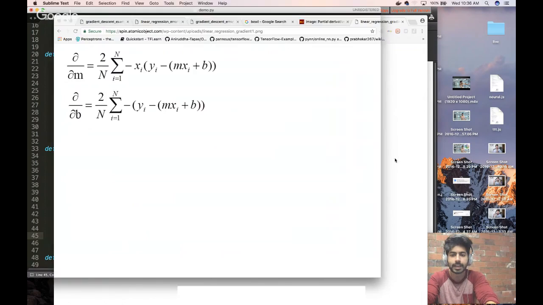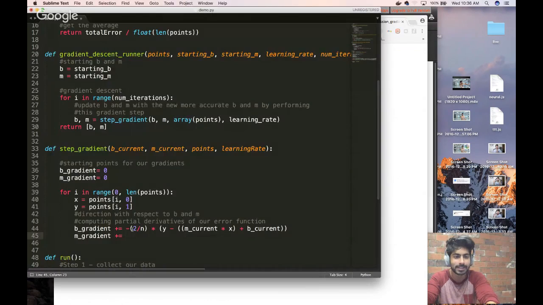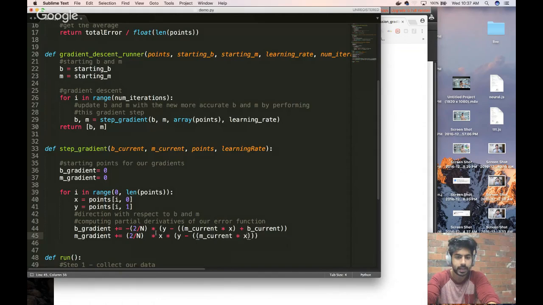Then we'll do the same thing. And what was the second equation? It looks pretty much the same, except the second one doesn't have this x. But it does have this 2 over n, and then it does have this x. It does have y minus m current times x plus b current. Okay.